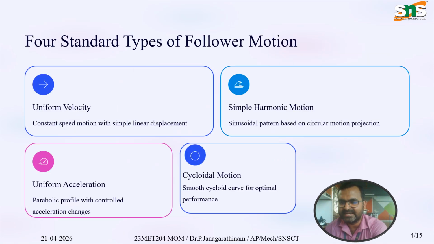The four standard types of follower motion are, first, uniform velocity: constant speed motion with simple linear displacement. Second is SHM, simple harmonic motion: a sinusoidal pattern based on circular motion projection. Next is uniform acceleration: a parabolic profile with controlled acceleration changes. Fourth is cycloidal motion: a smooth cycloidal curve for optimal performance. Mostly we prefer either uniform velocity or uniform acceleration of the follower.